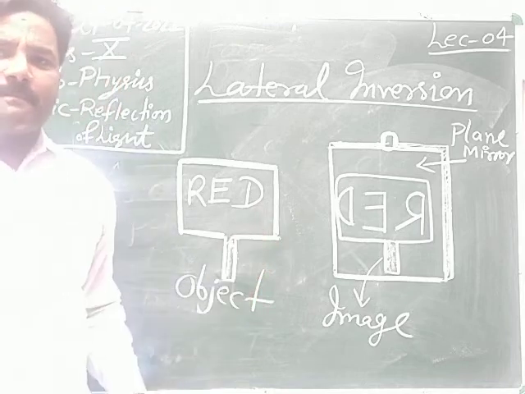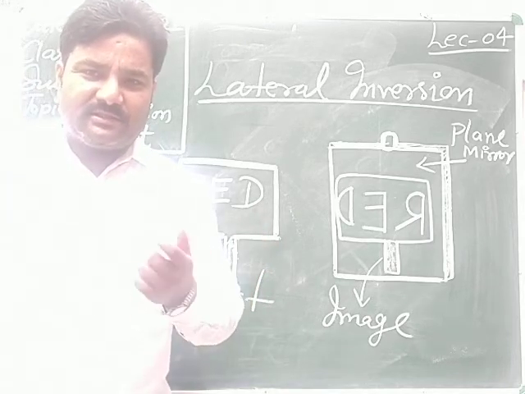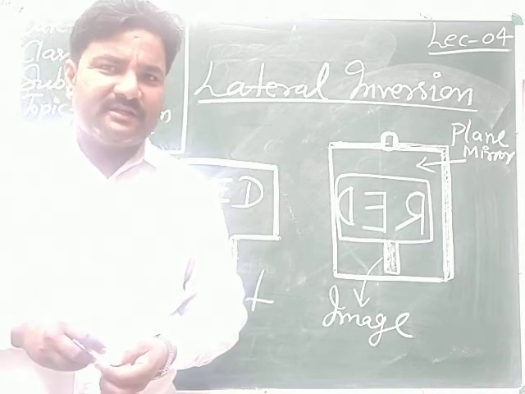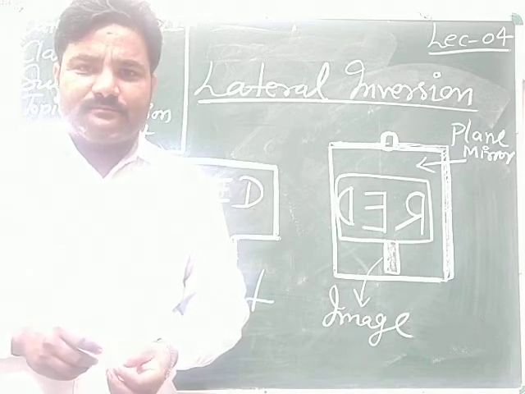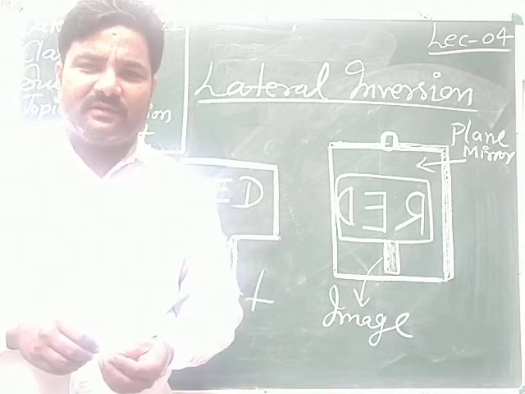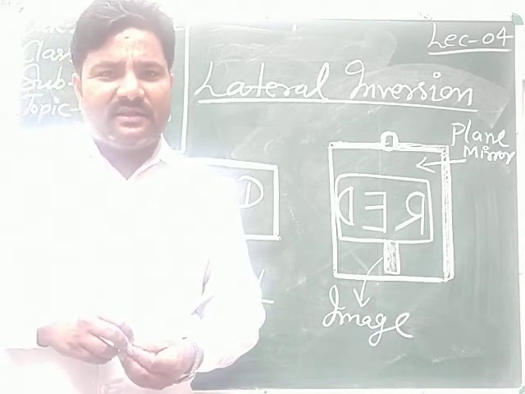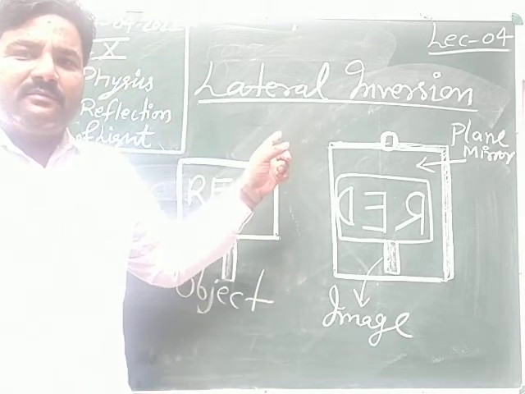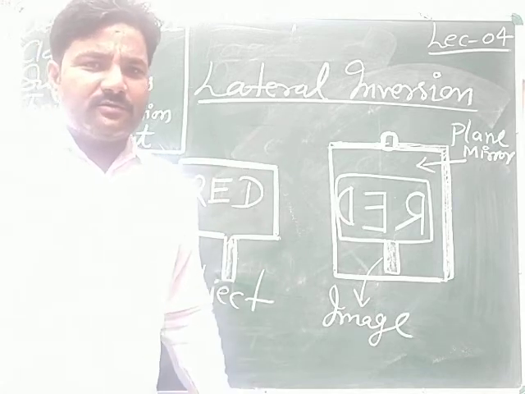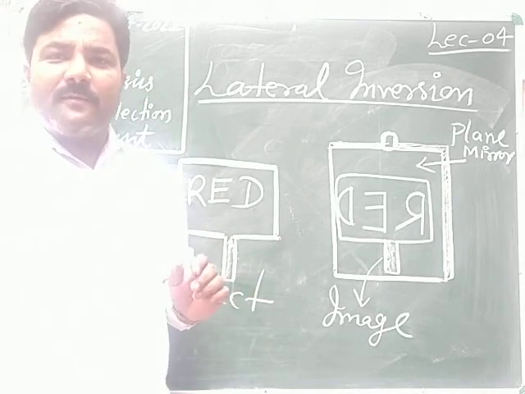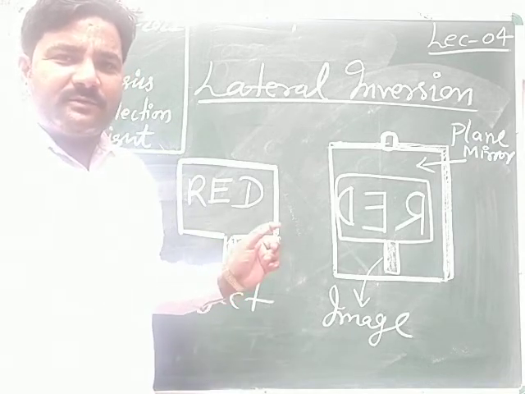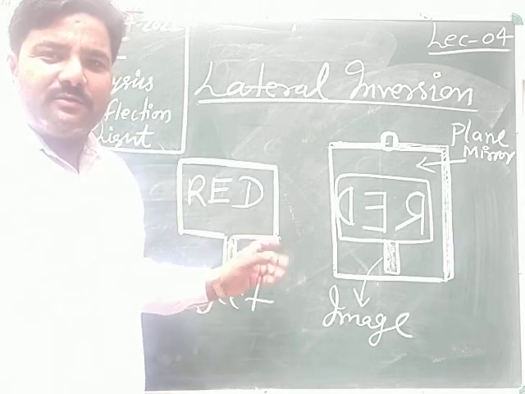Listen again about the definition. When the left side of an object appears as the right side in the image and the right side of an object appears as the left side in the image in the plane mirror, such type of side change is defined as lateral inversion. And this lateral inversion is only on behalf of reflection of light. Clear? This is a very important topic related to reflection of light, and I think this one is the last concept related to plane mirror.